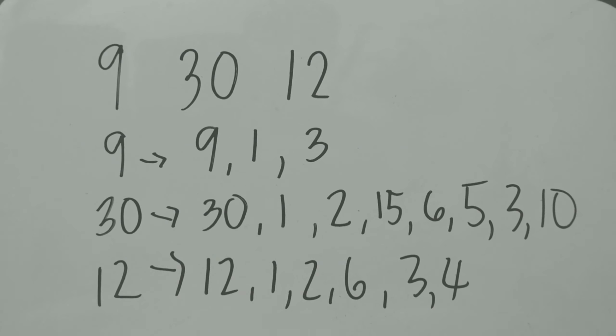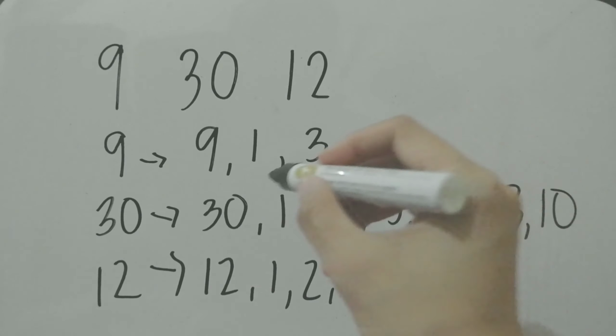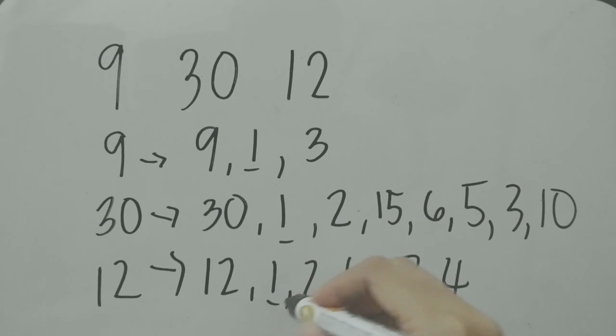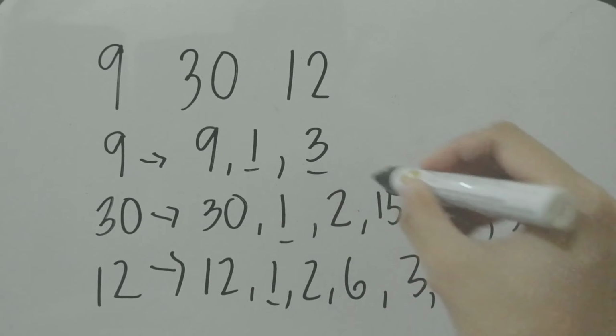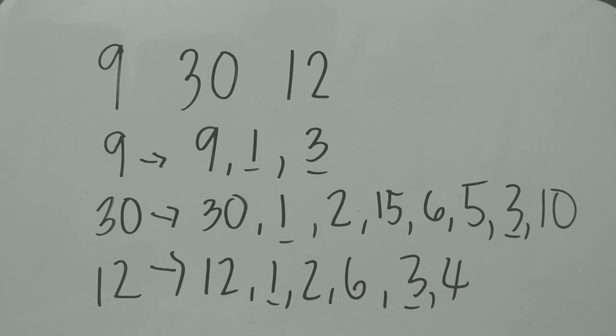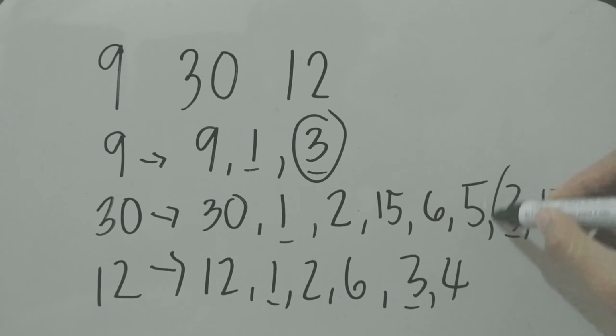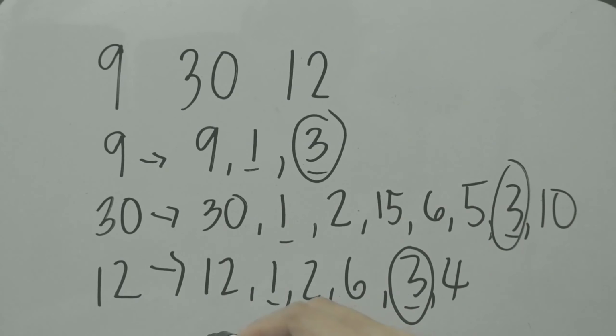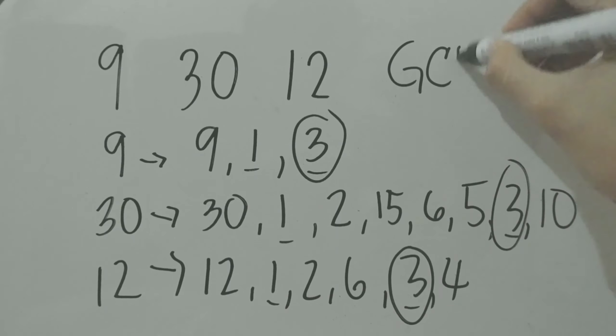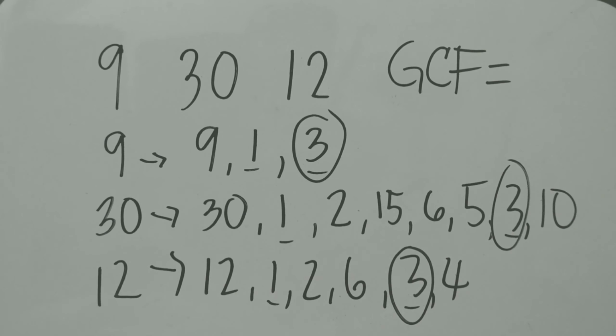Now we are going to look for the highest or the greatest common factor of 9, 30, and 12. So what are their common factors? 1 is their common factor, and also 3 is their common factor. Which is greater, 1 or 3? Of course, the answer is 3. Therefore, the GCF of 9, 30, and 12 is 3.